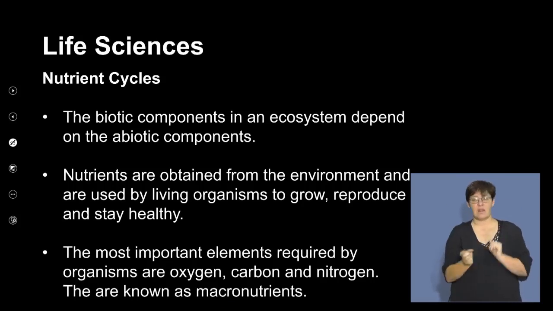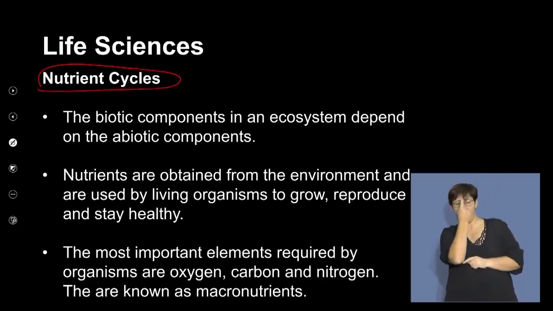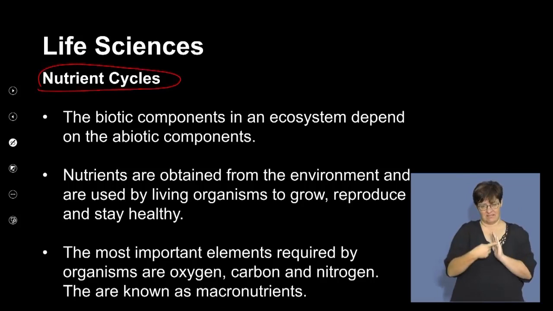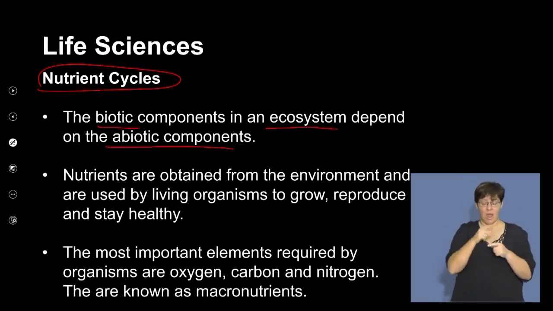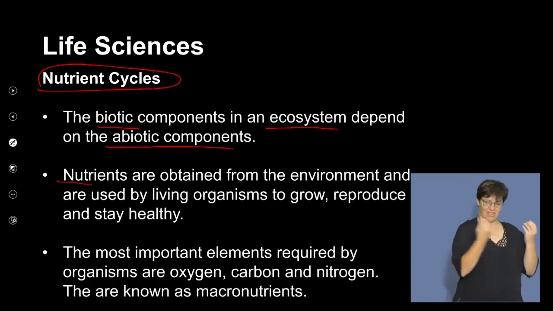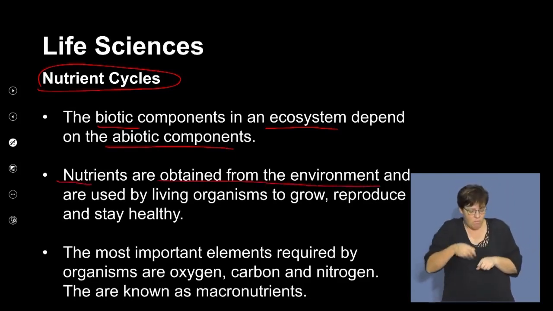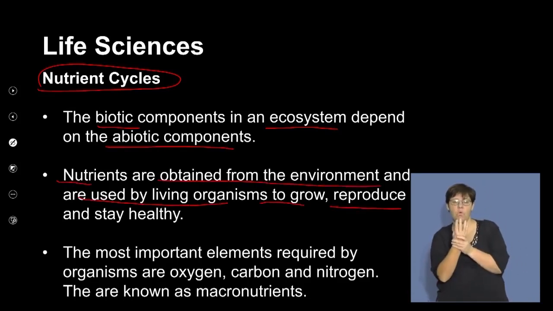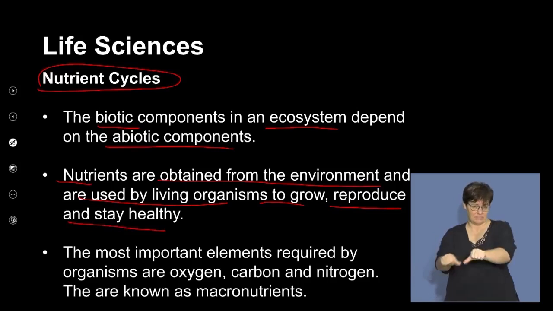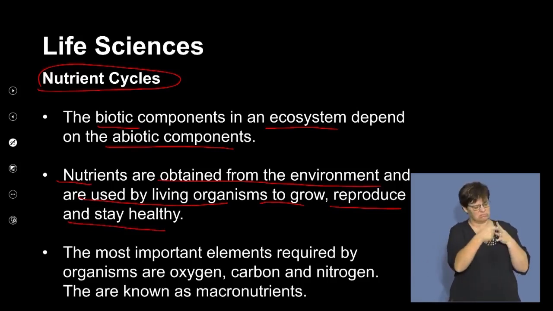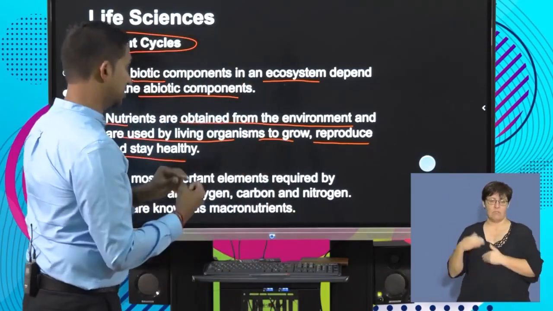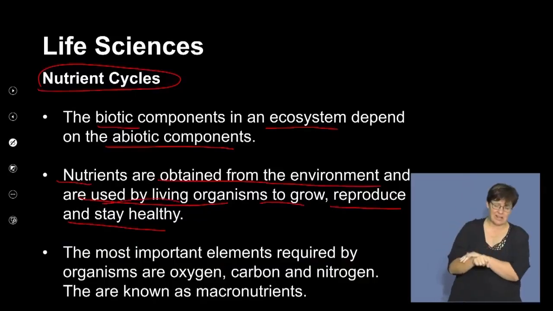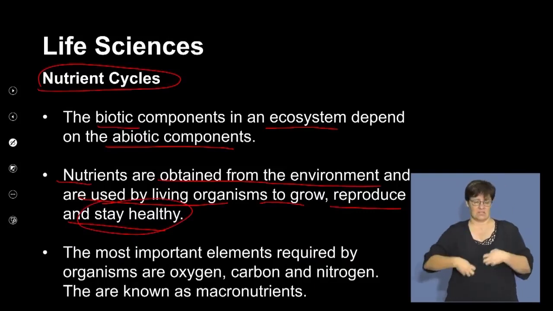Finally, guys, it's important that we have a thorough understanding of the nutrient cycle. As I mentioned, it's the biotic components of an ecosystem that depend on the abiotic components. Here we look at nutrients being obtained from the environment and are used by living organisms to grow, reproduce, and stay healthy. So we refer to those as the essential characteristics of living organisms. And so nutrients are important for these important processes such as growth, reproduction, and general metabolism or functioning.